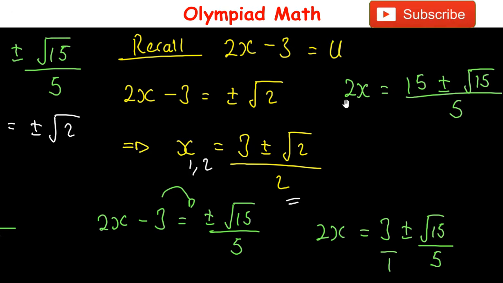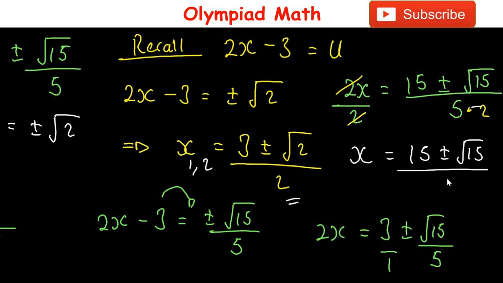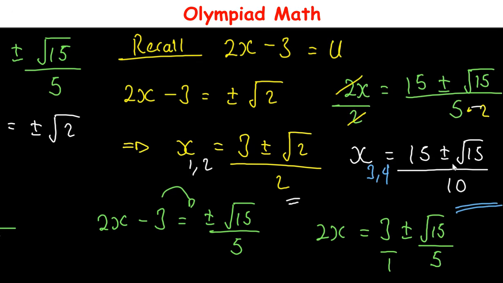From here, we divide both sides by 2. We then have the solution that x is equal to 15 plus or minus the square root of 15, all over 5 times 2, which is 10. And this is the third and the fourth solution of x. So these are the four solutions of x for this given question.